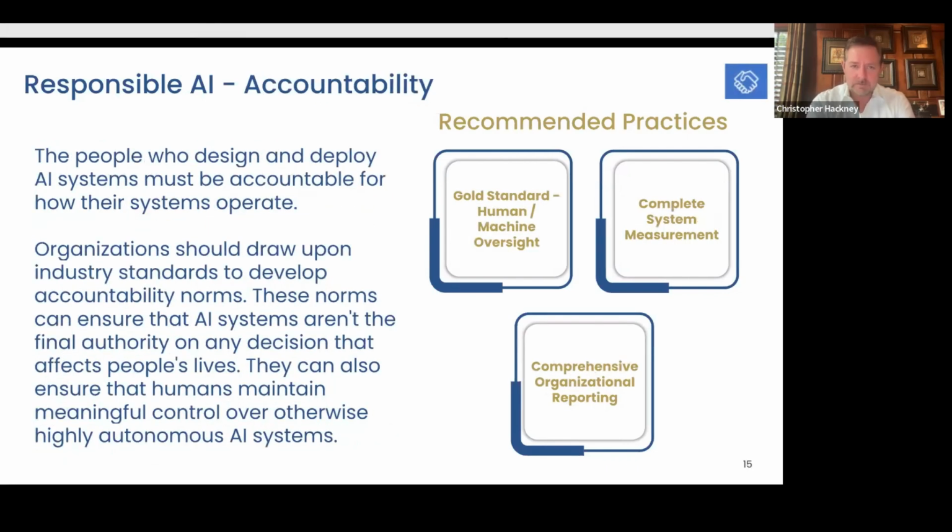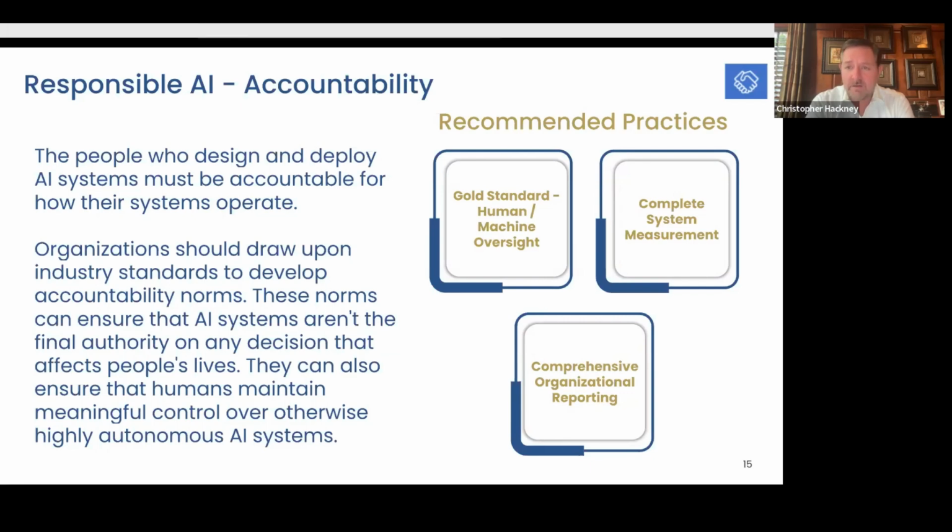The last principle is accountability. So the people who design and deploy AI systems must be accountable for how their systems operate. Organizations should draw upon industry standards to develop accountability norms, and these norms can ensure that AI systems aren't the final authority on any decision that affects people's lives.